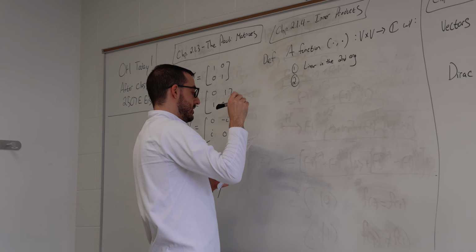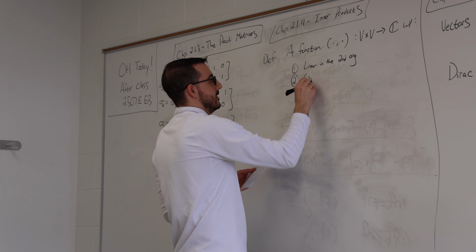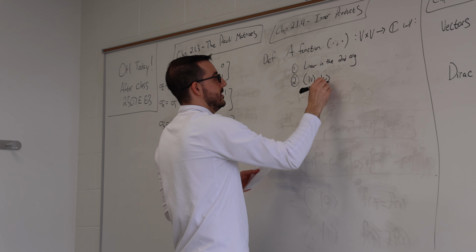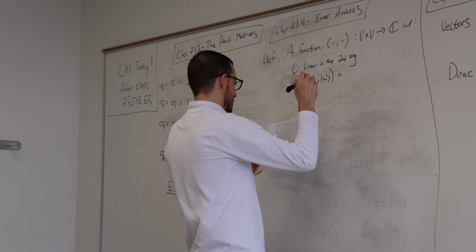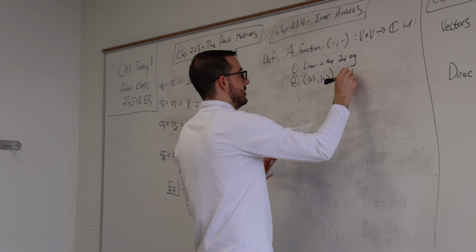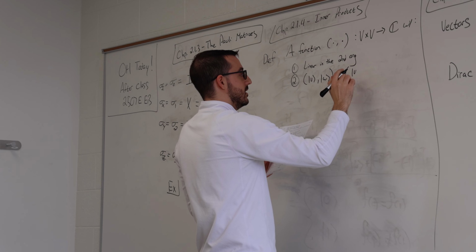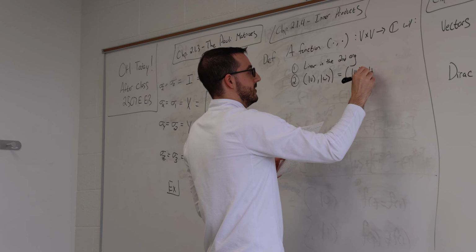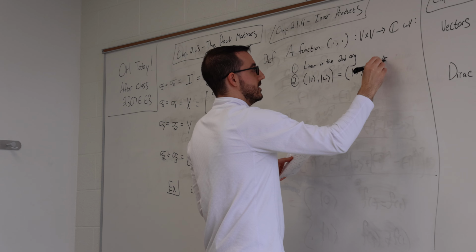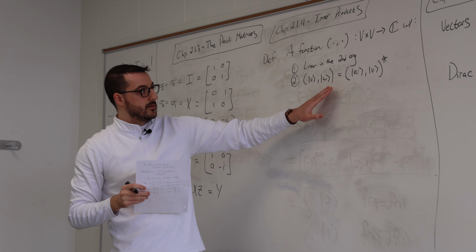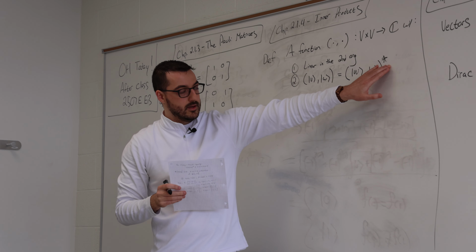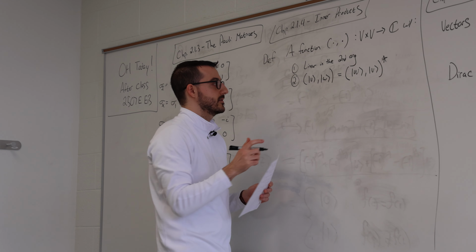The second property is that V inner product W is equal to, if I reverse the order, W V. I'm allowed to do that as long as I put a complex conjugate. So V inner product W is equal to W inner product V star, still referring to the complex conjugate.